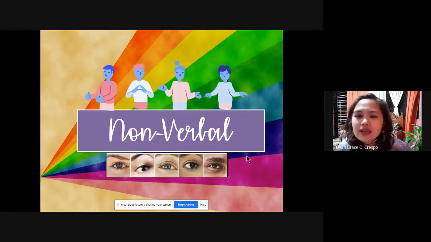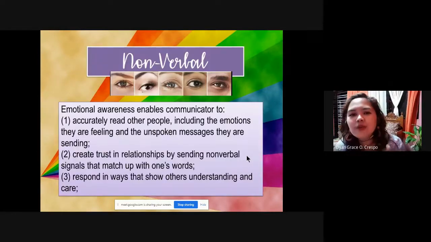So, kanya-kanya tayo ng non-verbal, especially, sabi nyo nga, depende po. Ma'am, pag friend, ganito. Okay. So, non-verbal is emotional awareness. It enables the communicator to, one, accurately read the other people, including the emotions, their feelings, and unspoken messages that they are sending.